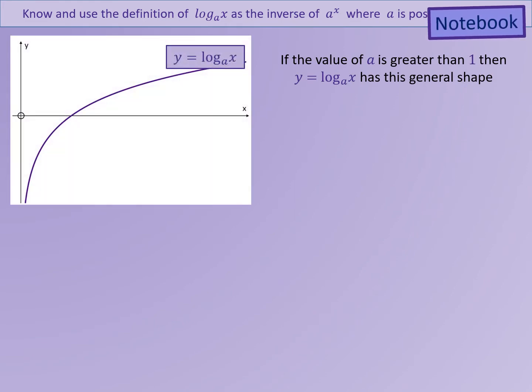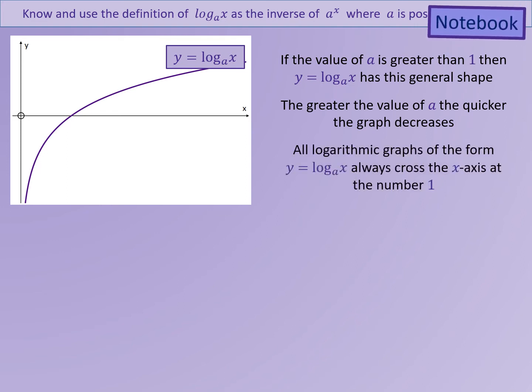So some general notes about the shape of a logarithm curve, please, which can be written in your notebooks. If the value of a is greater than 1, which if you remember our base value was greater than 1 for the previous slide, then we have this general shape. The greater the value of the base, the quicker the graph decreases. And all log graphs of this form always cross the x-axis at the number 1. And that's something that we saw on our curve on the previous slide.